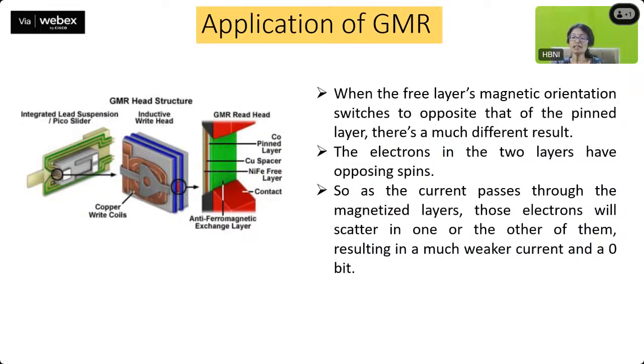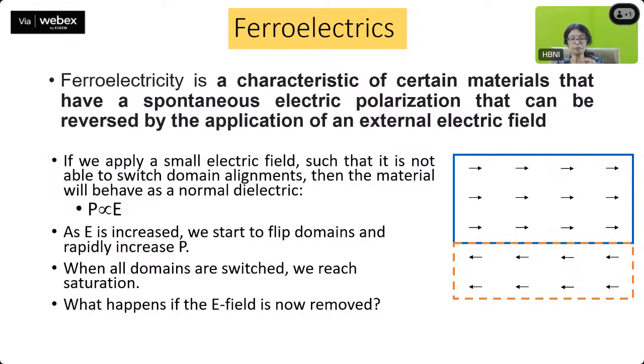Now when the free layer's magnetic orientation switches to the opposite of that of the pinned layer, there is going to be a very different result. The electrons in the two layers will now have opposing spins. So as the current passes through the magnetized layers, those electrons will scatter in one or the other of them. This will result in a much weaker current and a 0 bit. So you have a 1 bit and a 0 bit, and this is basically how the reading is happening. So this is basically the giant magnetoresistance materials.